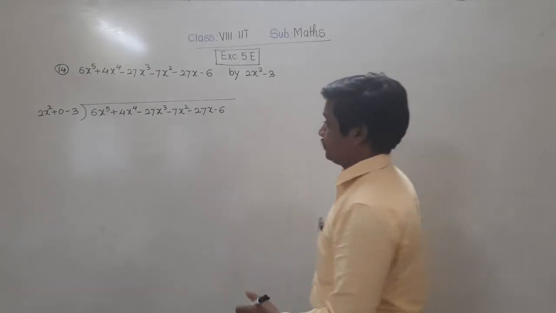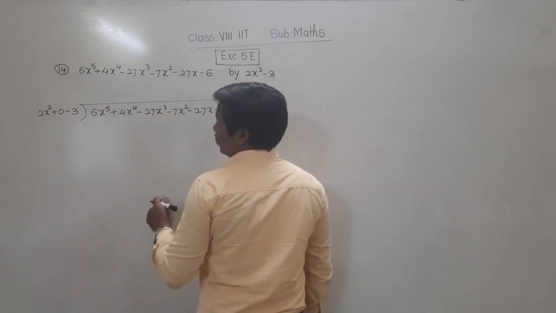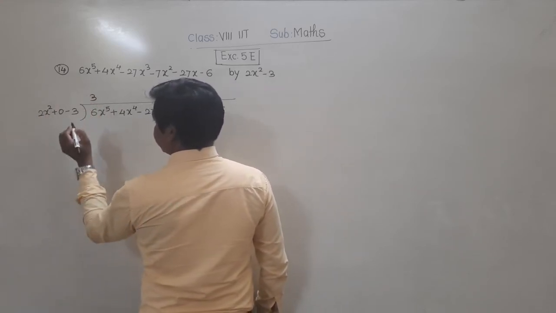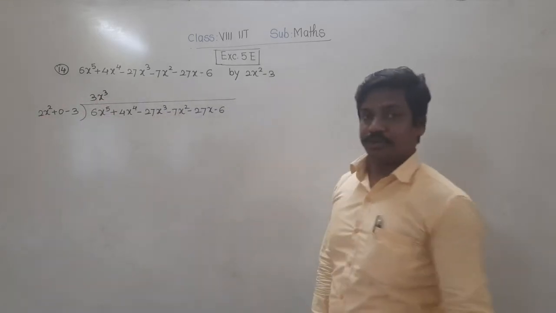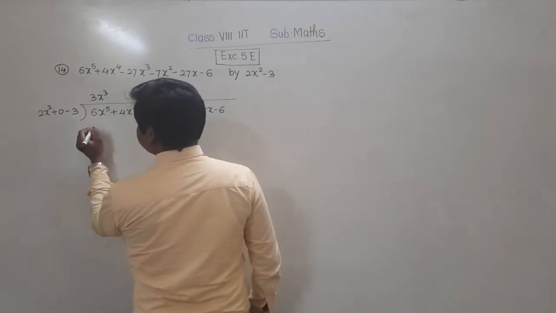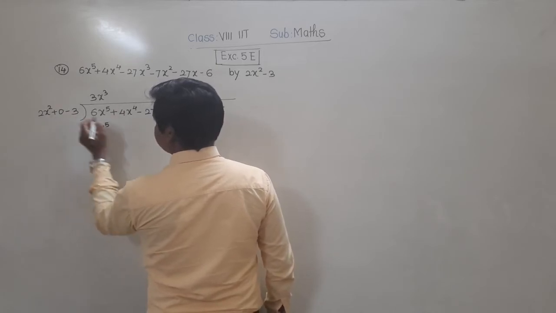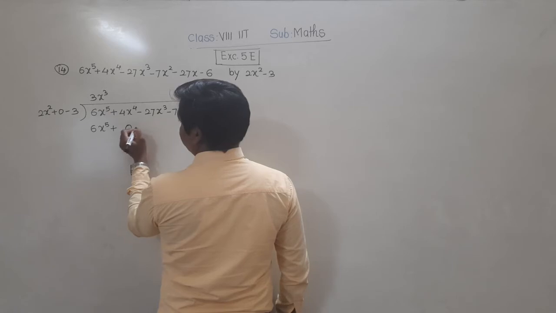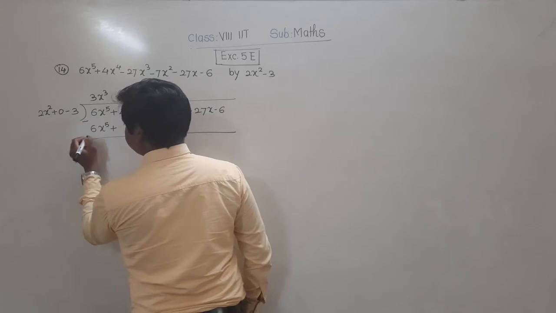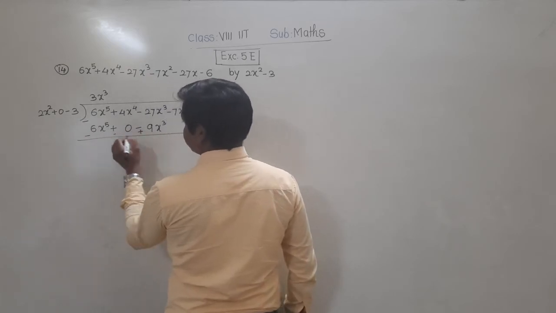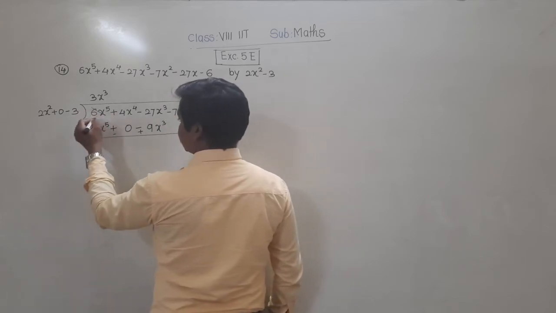Understood? Now see. First term 6x raised to 5 divided by 2x square. So 6 divided by 2, 3. x raised to 5 divided by x raised to 2, x raised to 3. 3x cube. Now multiply. 3 2s are 6, x raised to 5 plus 0, 0s are 0, minus 9x cube. Correct? Subtract. This will become minus plus, 6x raised to 5 minus 6x raised to 5.